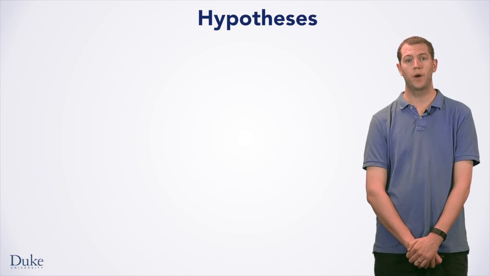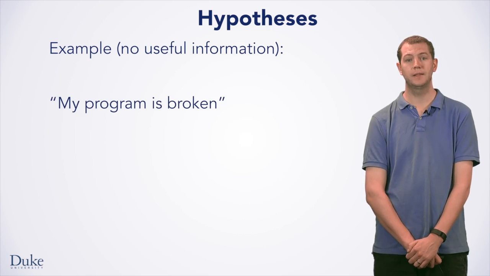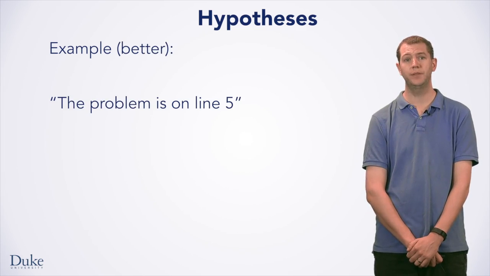First, we're going to start with an example of a very poor hypothesis, which provides us no useful information. My hypothesis is, my program is broken. While this may be true, and in fact likely is if we've observed a failed test case, this does not tell us anything useful about how to fix our program. A slightly better hypothesis would be, the problem is on line 5.